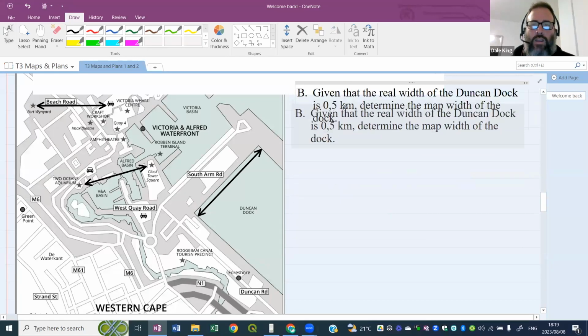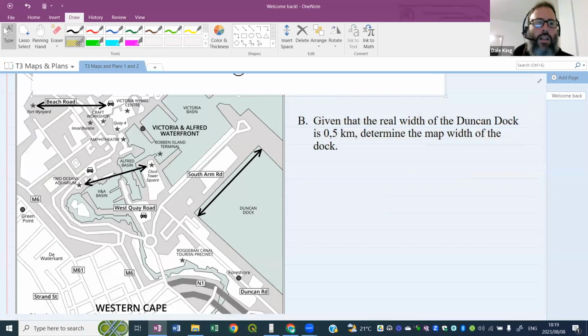Here it is. Given the real width, there's that word again, real width of the Duncan dock, which is this line here, or there's the dock. So that's the width they're talking about on the map. Given that the real width of that is 0.5 kilometers, determine the map width.